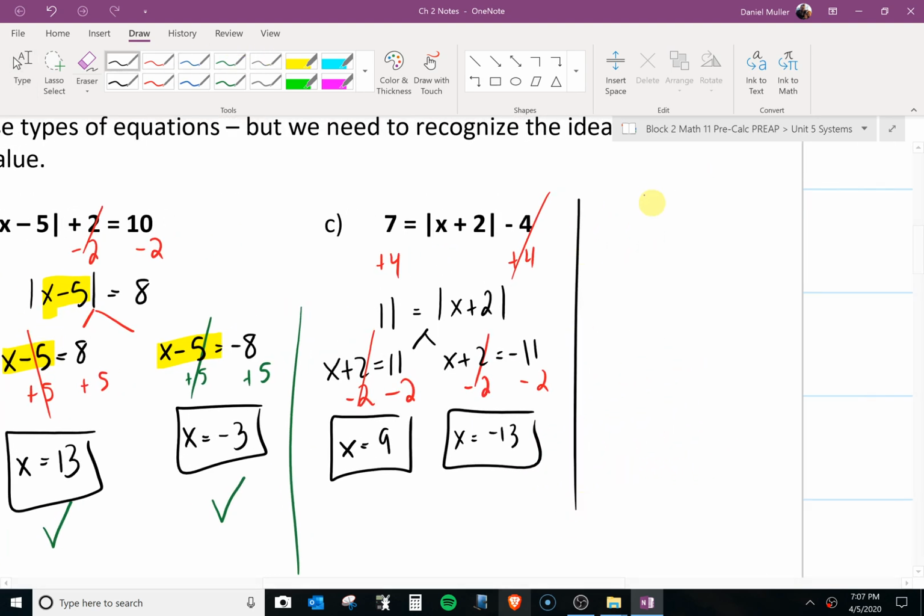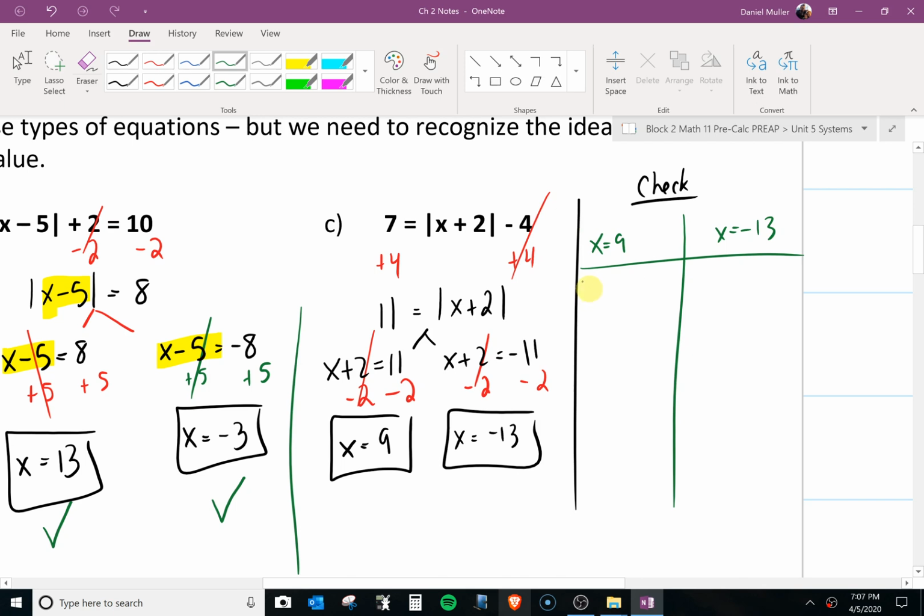Now let's actually check this thing. The first one is x equals 9. And the other one will be x equals negative 13. So x equals 9. I'll put that into the original equation. So 7 equals x plus 2, but I have 9 plus 2, 9 plus 2 minus 4. And I'll write this down so I don't forget. 7 equals x plus 2, which is negative 13 plus 2, and absolute value, minus 4.